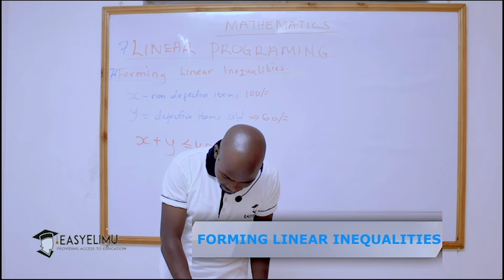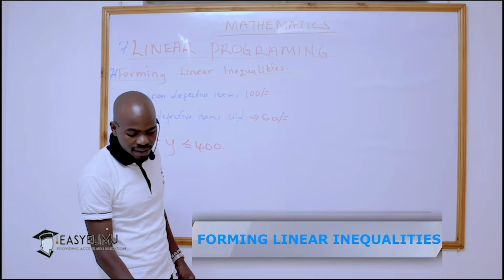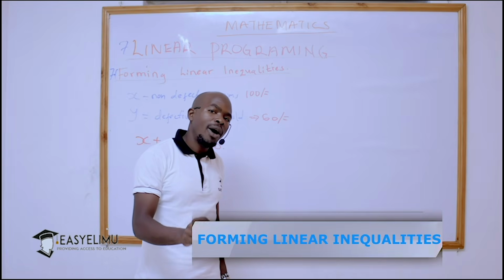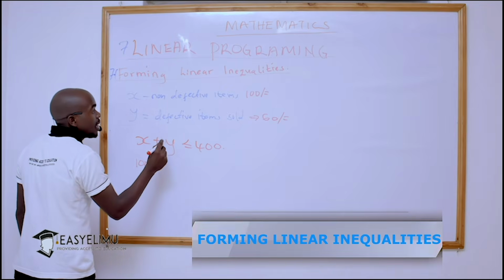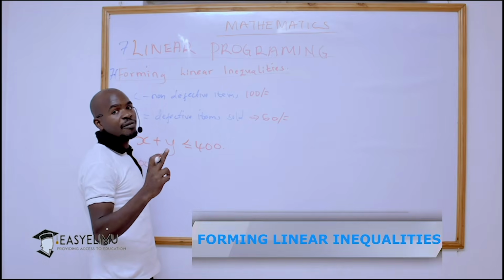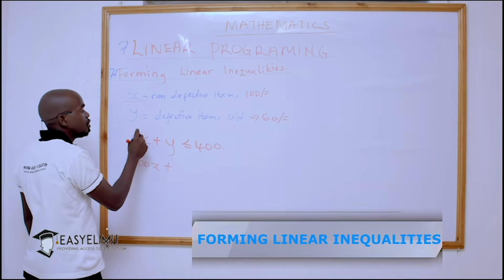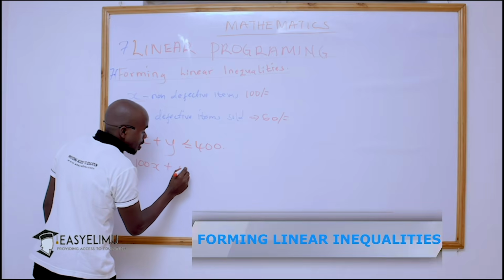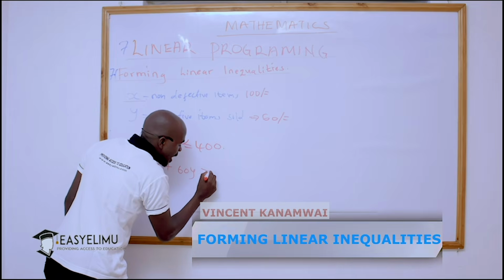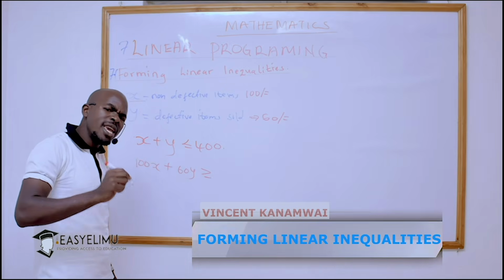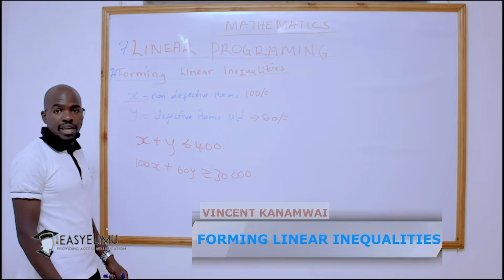So we shall find that if they are sold at that price, giving a day at least 30,000, the minimum amount sold is 30,000. So we take 100 shillings per each non-defective item, multiply by the number of non-defective items, then add the number of defective items multiplied by the price sold per each defective item. We should get at least the minimum amount, which is 30,000. That is what they mean.